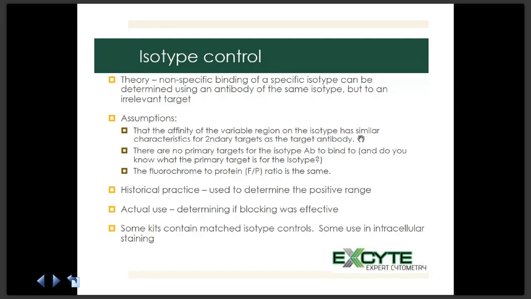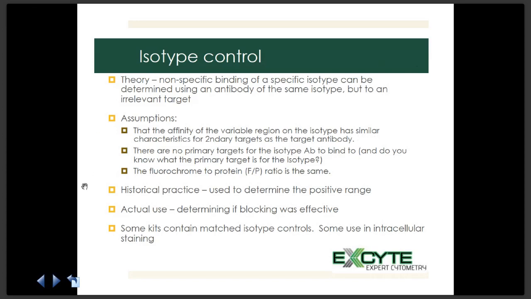If we don't know what the target is, how do we know that we haven't excluded the target because we've assumed that the isotype control was measuring nonspecific binding? Another factor that we assume is that the fluorochrome to protein ratio is the same. In the case of, say, PE or APC, the very big fluorescent molecules, that's probably a reasonable assumption because those will be at a 1-to-1. But if you're looking at FITC or Alexa 488 or one of those dyes, those are smaller, and they can have very different F to P ratios based upon a variety of factors about the antibody.